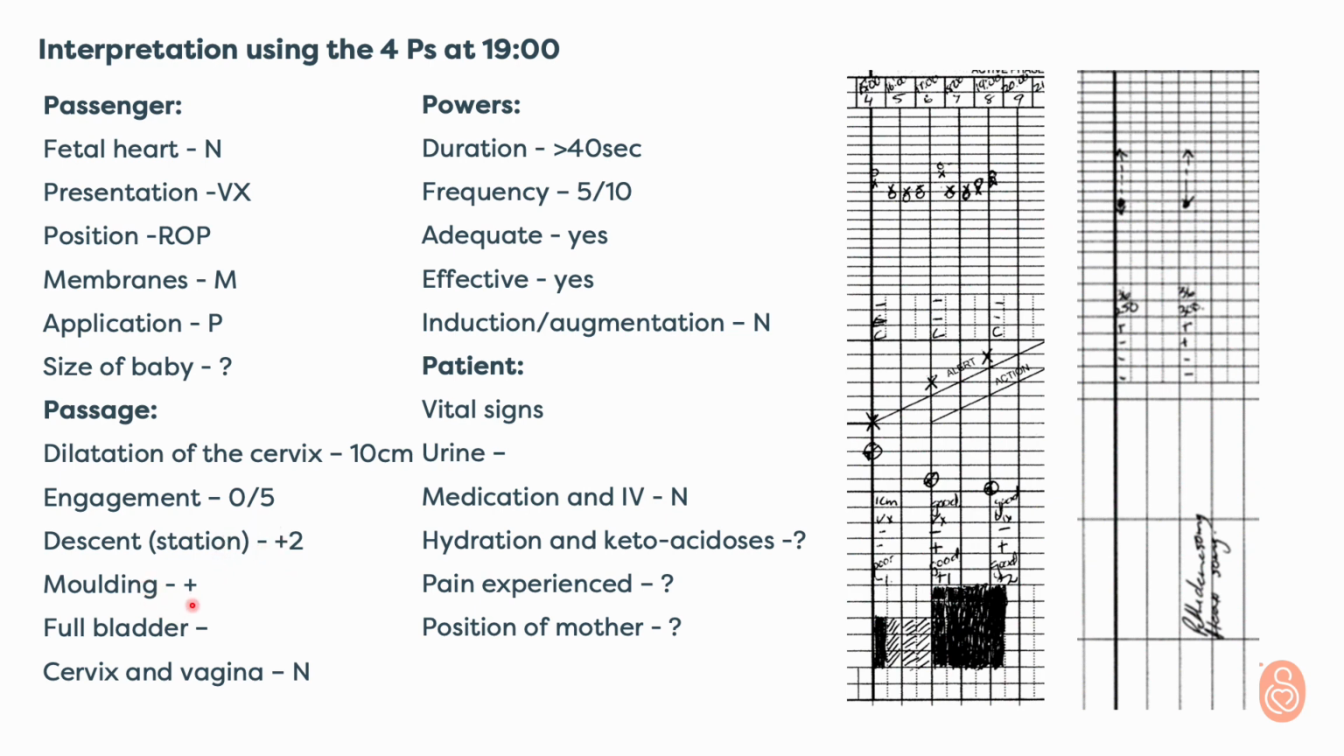There's still only 1 plus molding. The bladder doesn't seem to be full anymore. We have good contractions. The patient will obviously be in pain, but this is now the stage for the second stage of labor. The contractions are still very effective. So in general, a very positive picture if we look at the progress of the labor, the fetal condition, the maternal condition, and good contractions. We are in general quite happy.